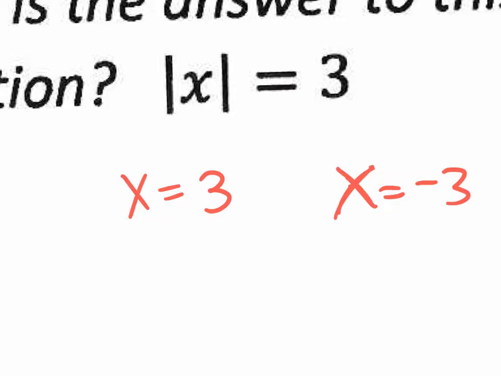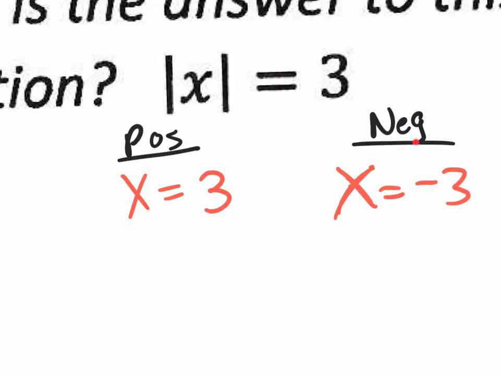Now, I want to have us observe what is the difference between this answer and this original equation. The absolute values are gone, right? And this was the positive situation. Okay? But there's also a negative situation.